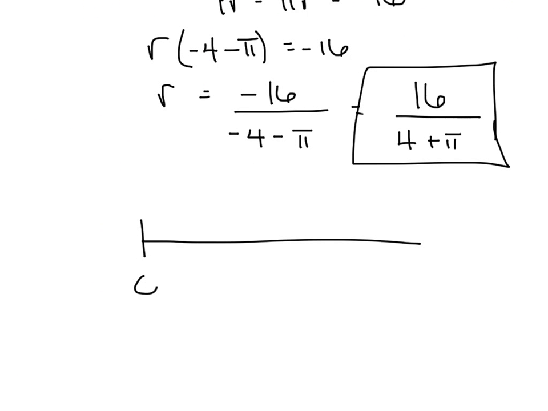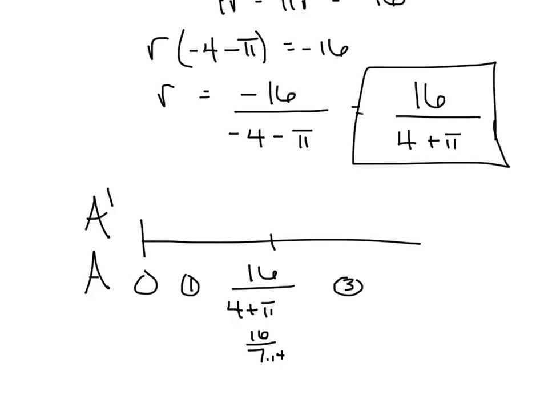All right, so again, I wouldn't want any negatives. So that was my A prime, that's my A. Let's see, I have 16 over 4 plus pi. Now don't let that freak you out. Remember, pi is like 3.14. So I basically have 16 divided by 7.14. Well, 7 goes into 16 how many times? Twice and a little more. So I could test a 1 here, and I could test a 3 here.